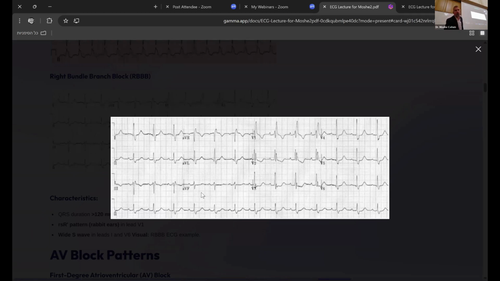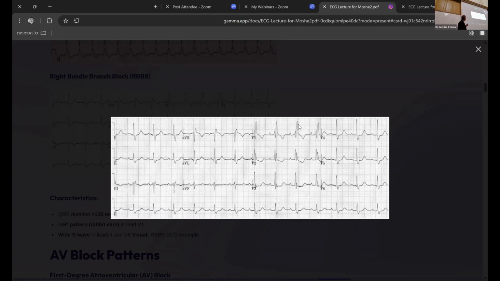Remember, when you see an RSR complex on V1, you see what I'm showing you? You have an R, then an S, then an R. An RSR complex on V1 is a diagnosis of right bundle branch block. So this ECG is right bundle branch block, RBBB.